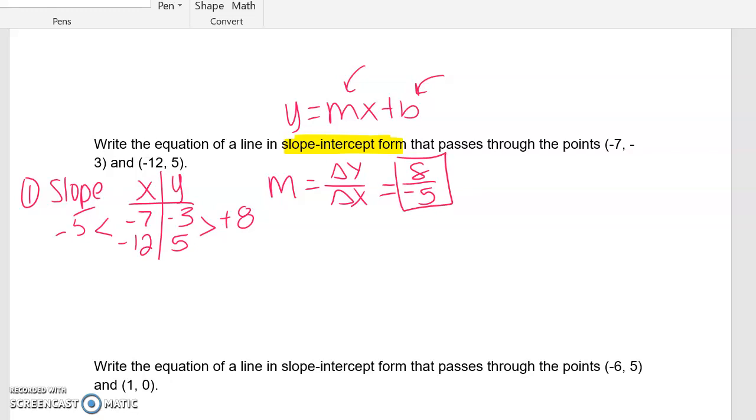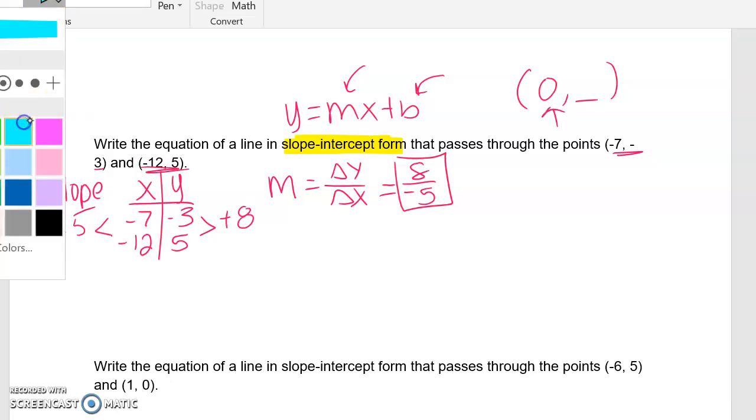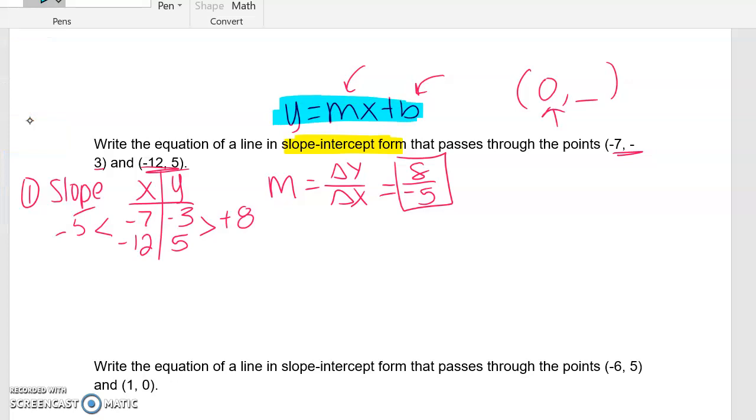Now, like we talked about in the first problem, we were given the y-intercept. We had a point where x was equal to 0. For these 2 points, we don't have that. So that means we need to figure out how to find our b. If you look at slope-intercept form, notice how there is a y and there is an x. So we could use one of these points to solve for b.